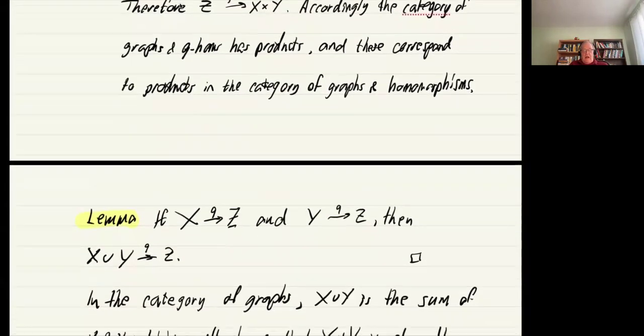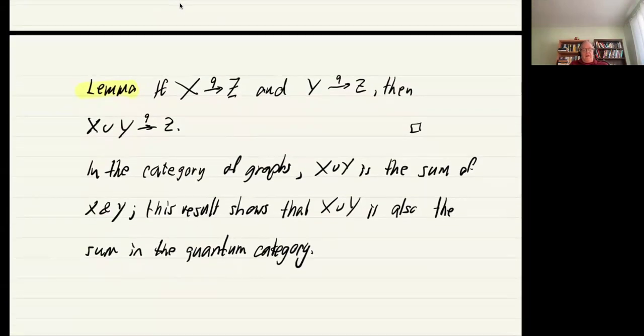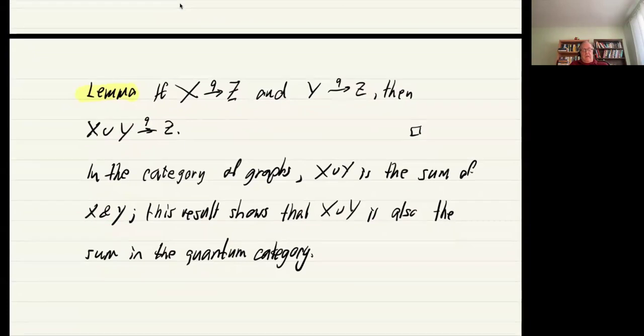So it hasn't changed. And the sort of dual to that is the following statement. If we have quantum homomorphisms from X to Z and Y to Z, then there's a quantum homomorphism from the disjoint union of X and Y to Z. And again, I'm leaving the proof as an exercise, but again, in the category of graphs, the disjoint union of X and Y is the sum of X and Y. And so it shows you that the union is also the sum in the quantum category. So there's a lot of similarities between the two setups, and there are also differences as we'll see as we go along, but some products behave as expected.